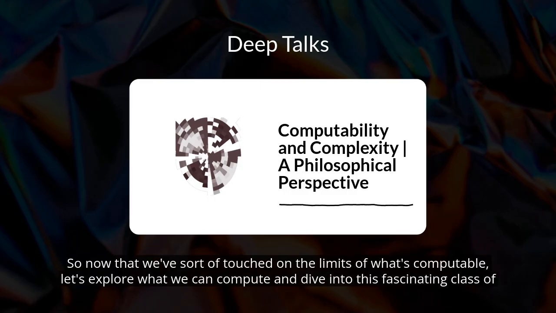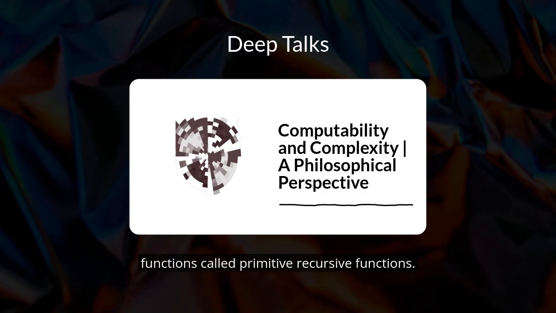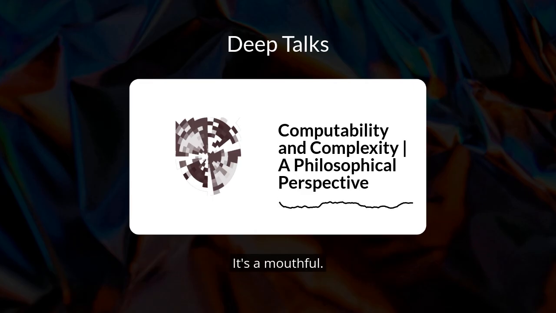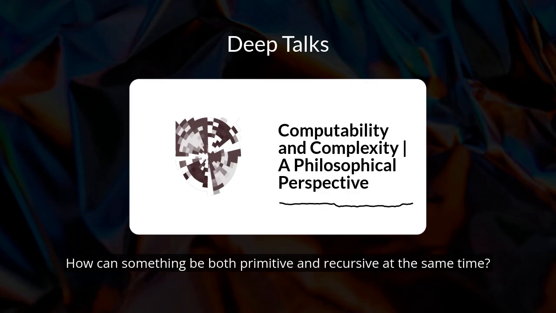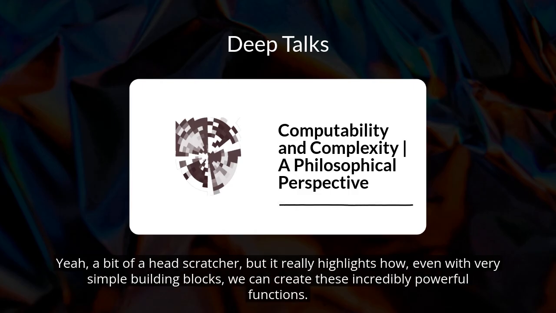So now that we've touched on the limits of what's computable, let's explore what we can compute, and dive into this fascinating class of functions called primitive recursive functions. Primitive recursive functions. It's a mouthful. It almost sounds like a contradiction. How can something be both primitive and recursive at the same time? It is a bit of a head scratcher, but it really highlights how even with very simple building blocks, we can create these incredibly powerful functions.